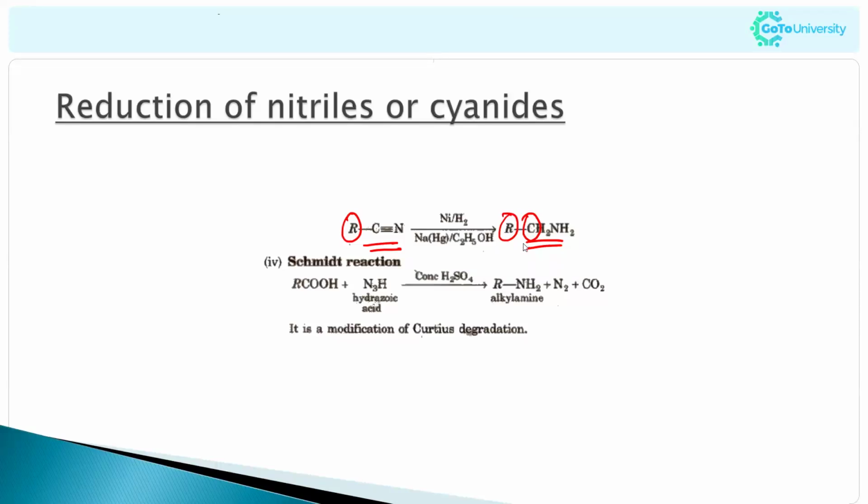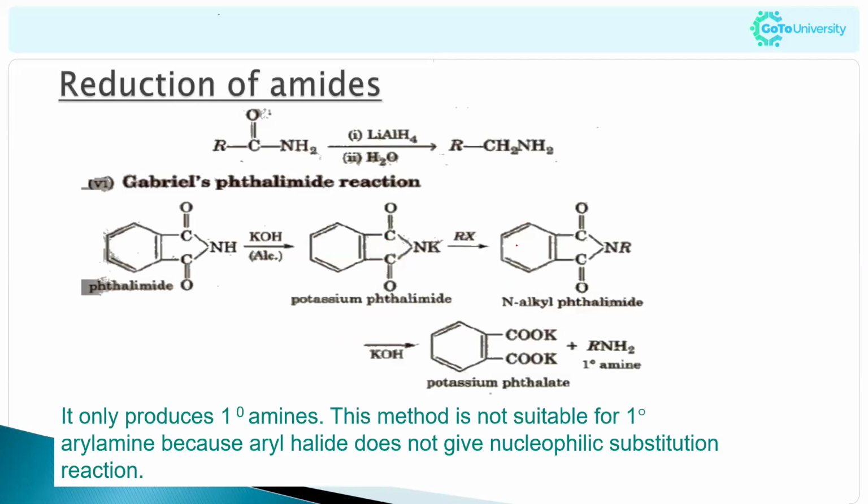Now let us see the reduction of amides. Amides on reduction with lithium aluminum hydride can be converted into primary amine. This is another thing. So all these reactions you have to memorize. These reactions, reaction medium, reaction conditions, everything you have to memorize.